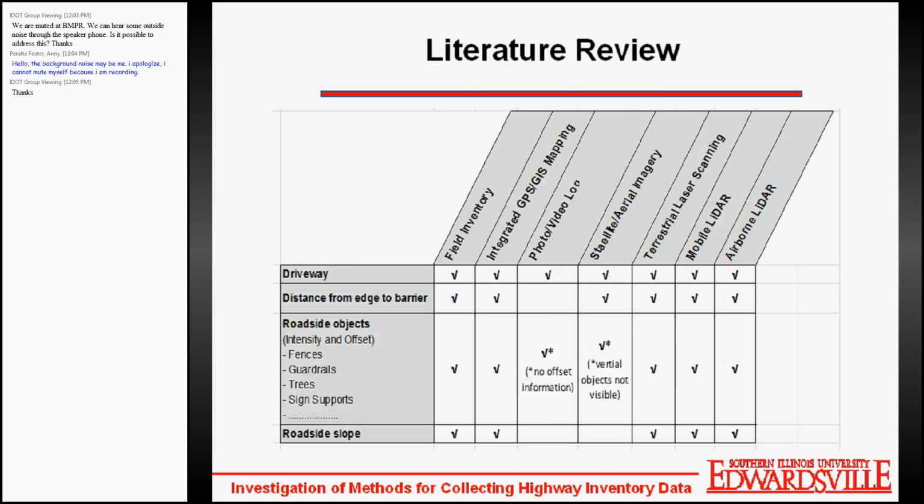So we did a comprehensive literature review, and we studied the methods that have been used by other state agencies for highway inventory data collection, including field inventory, GPS, GIS mapping, photo, video log, satellite imagery, and also laser scanner, remote sensing, mobile LIDAR, and airborne LIDAR. So we studied all these methods and how they are used by other agencies and what kind of information they can collect. So based on this table, as you can see, the photo video log can only probably collect part of the roadside objects, not including the offset information.